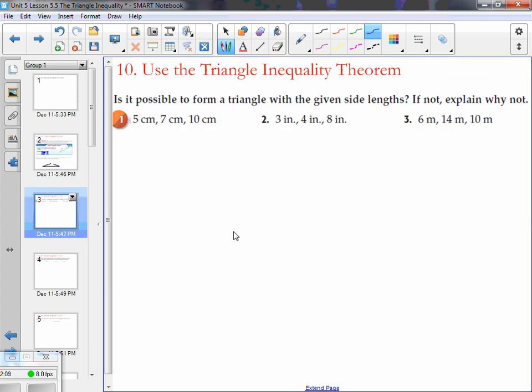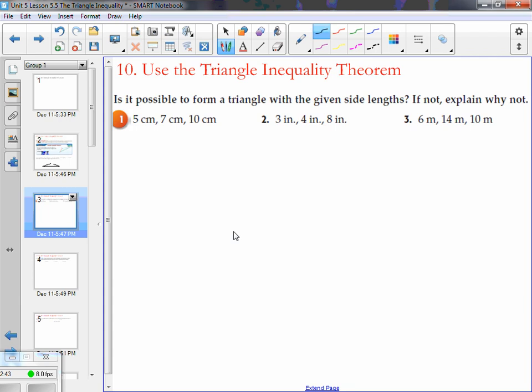So turn to page 362. Is it possible to form a triangle with the given side lengths? If not, explain why not. You don't have to explain why not, because there's only one way to determine this, and it's by using the triangle inequality theorem. So if the answer is yes, it's because of the triangle inequality theorem. If the answer is no, it's because of the triangle inequality theorem. So you don't have to write an explanation.